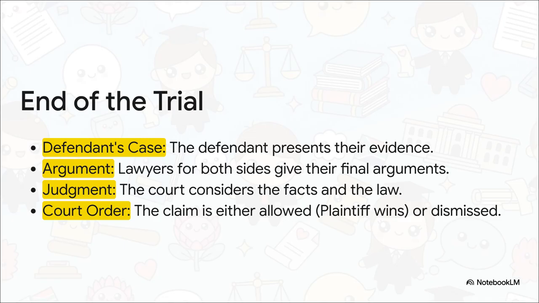So, if the judge denies absolution, the show goes on. The defendant gets to present their side of the story with their own evidence and witnesses. After that, both lawyers make their final, passionate closing arguments. Then, the presiding officer takes all the facts and all the law into account and delivers a judgment. Finally, a court order is issued. In our car accident case, the order would either allow the claim, meaning the defendant has to pay up, or dismiss it, meaning the plaintiff gets nothing.